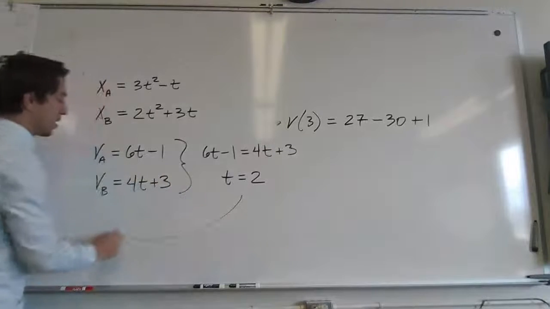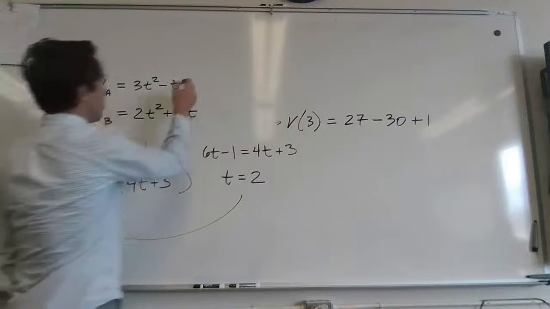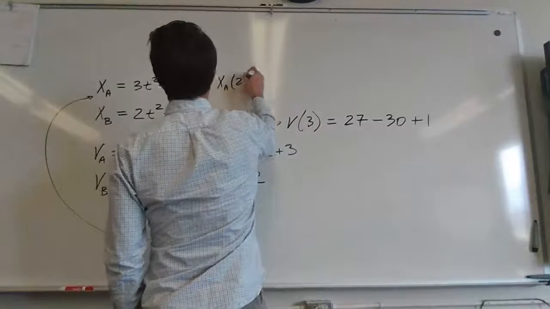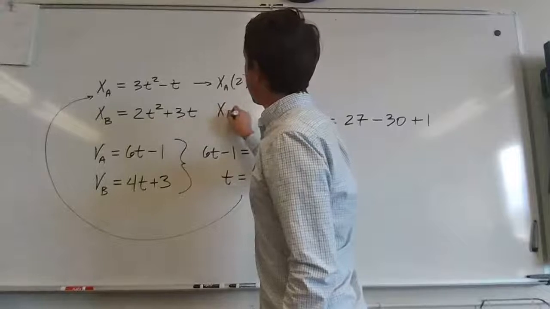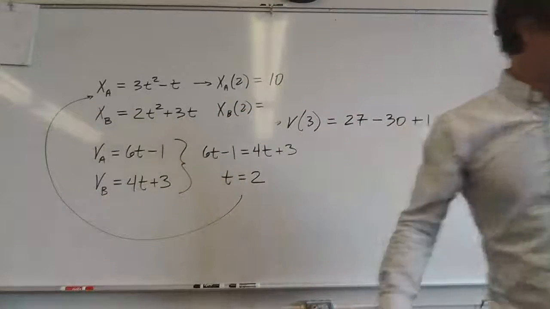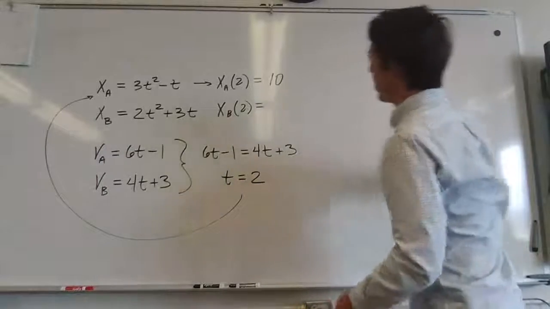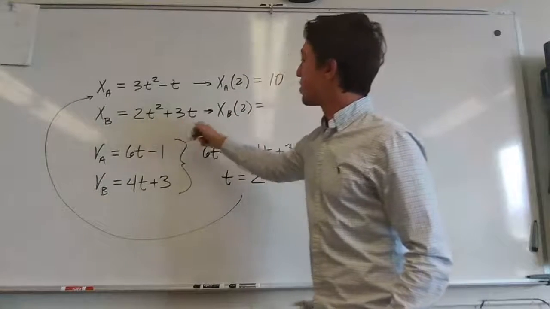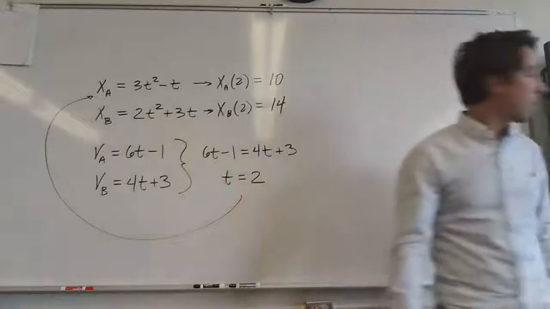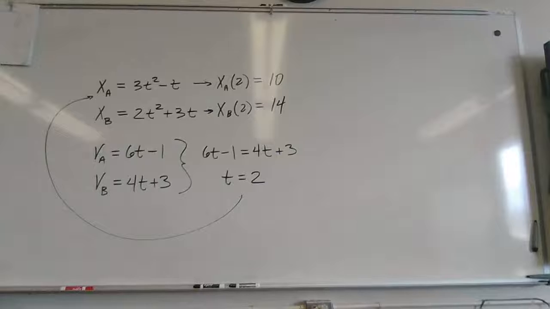Now that time value is going to get plugged back into the position functions. So x sub a of 2 would be 12 minus 2 is 10. And x sub b of 2 would be 8 plus 6, 14. So 10 and 14. Now, be really careful here with the clicks. A was at 10 and B was at 14. Not too tricky, right? A few steps involved, but none of the steps are super sneaky or tricky.